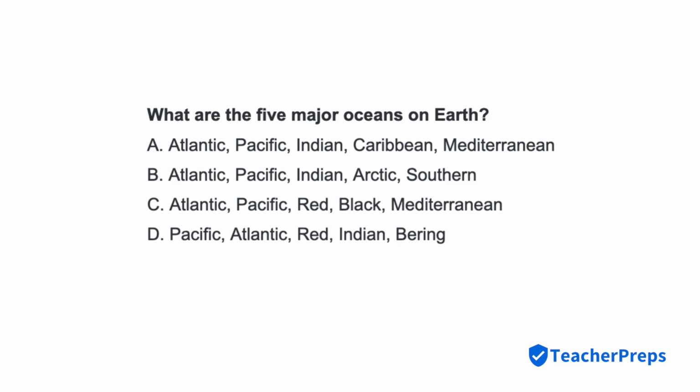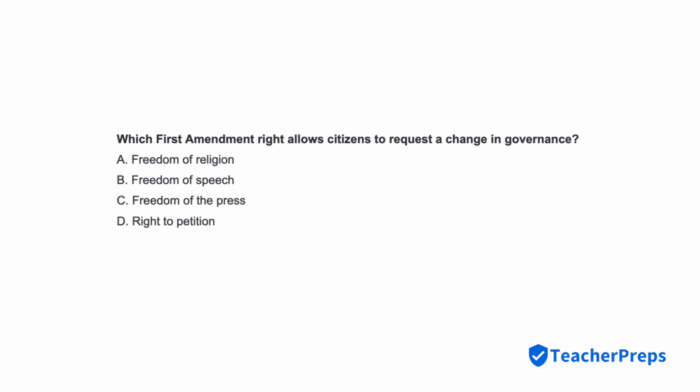What are the 5 major oceans on Earth? Correct response, letter B. Atlantic, Pacific, Indian, Arctic, and Southern. Which First Amendment right allows citizens to request a change in governance? Correct response, letter D. Right to petition.